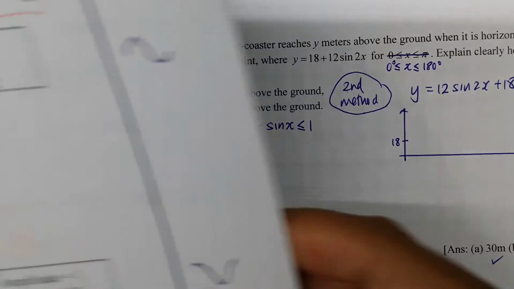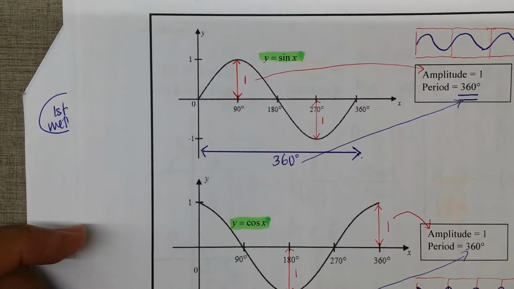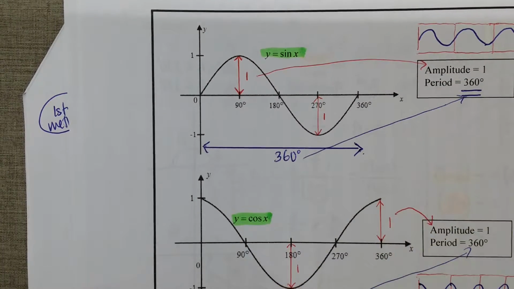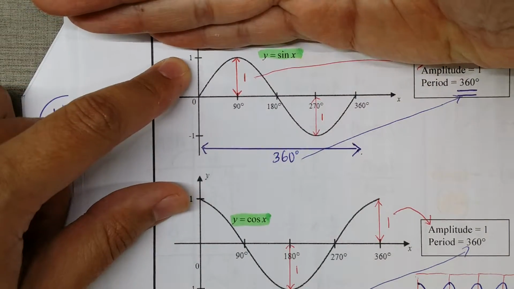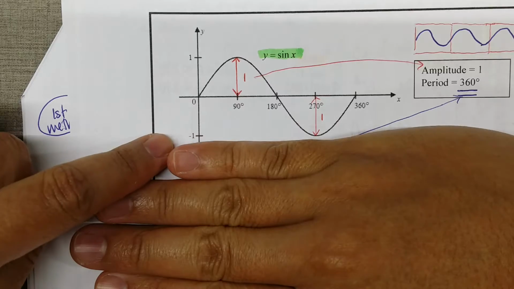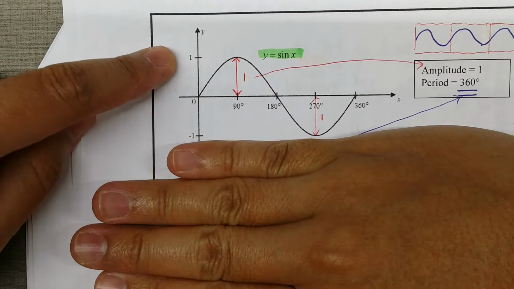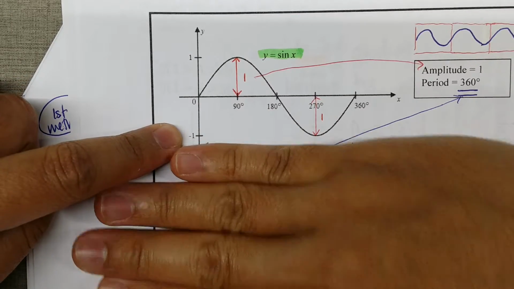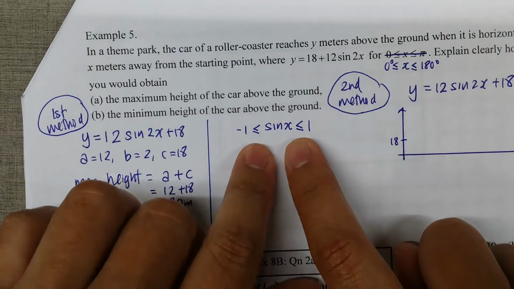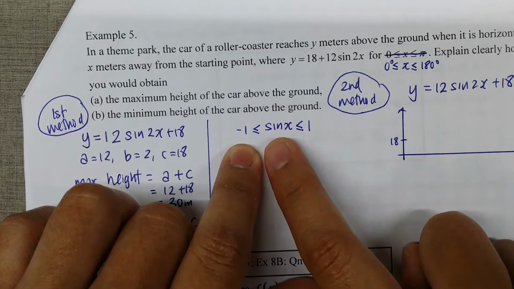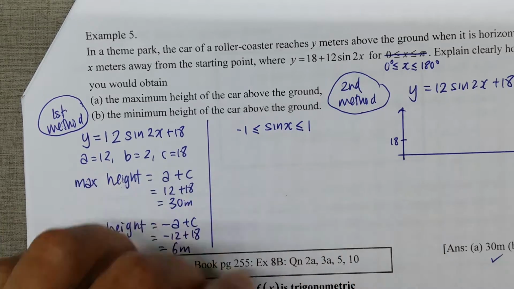Okay, let me bring you back to page 8. Sine graph and cosine graph, the highest value is 1. Can you see it's 1? The lowest value is -1. Highest value 1, lowest value -1. So the graph is restricted. Sine x is between -1 and 1. The y value, right? Between -1 and 1.